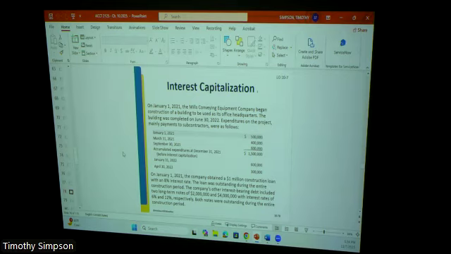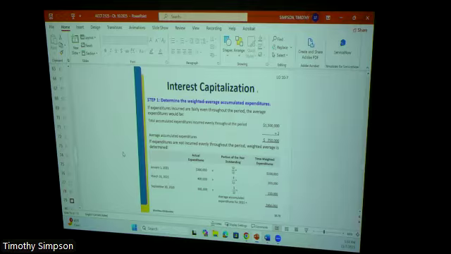January the 1st, which is the beginning of the construction period, the company obtained a $1 million construction loan with an 8% interest rate. The loan was outstanding during the entire construction period, in other words, 18 months. We're going to take 1 year at a time here, though. And the company's other interest-bearing debt included two long-term notes of $2 million and $4 million with different rates, 6% and 12% respectively, and they're both outstanding during the entire construction period.